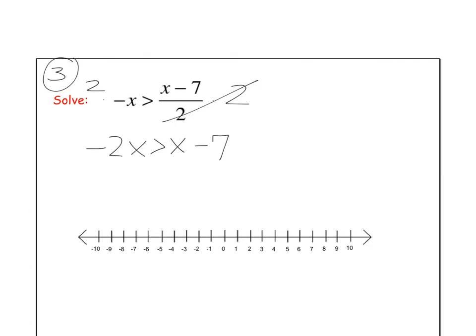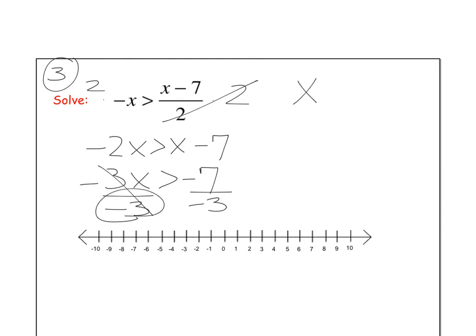All right. We could subtract x from both sides, and we get something like this: -3x greater than -7. And we'll divide both sides by -3, and we see our final result. Because we divided by a negative, we will flip and make it less than 7/3. In interval notation, x is less than 7/3.